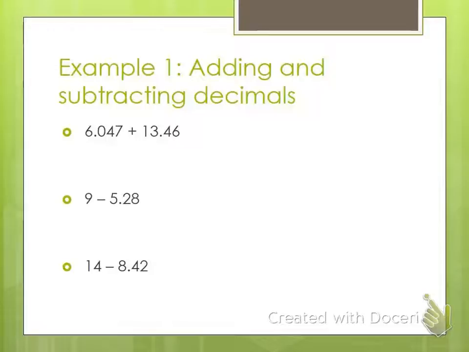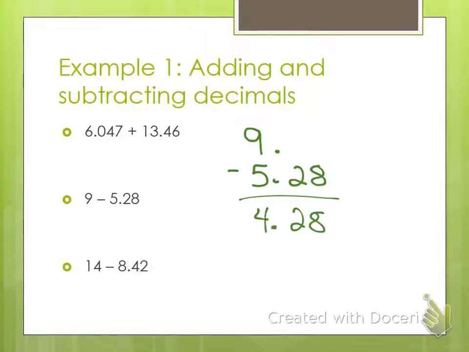We have 9 minus 5 and 28 hundredths. All right, so 9 minus 5 and 28 hundredths. All right, now where does my decimal go in the 9? Where does it go? Before the 9, after the 9, where does it go? It goes after the 9, after the 1's place. All right, so now I'm ready to subtract, right? And I just bring down my 28, and I get 4 and 28 hundredths.